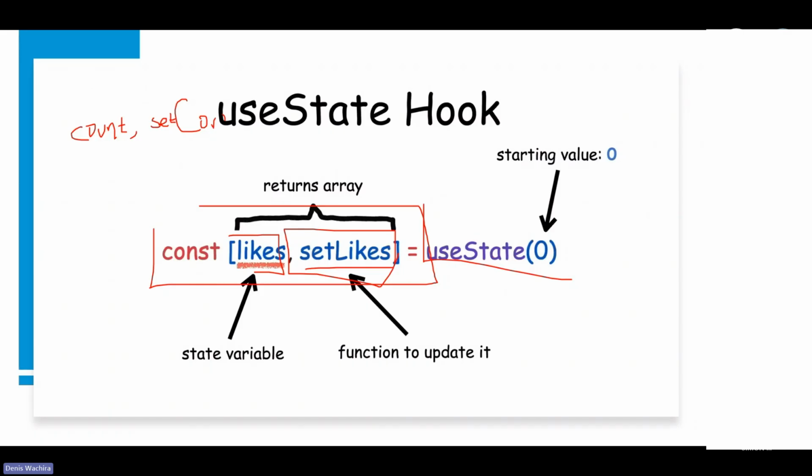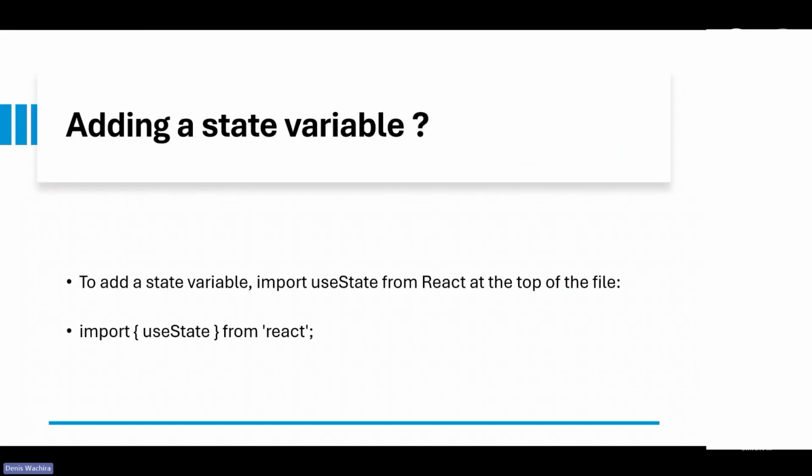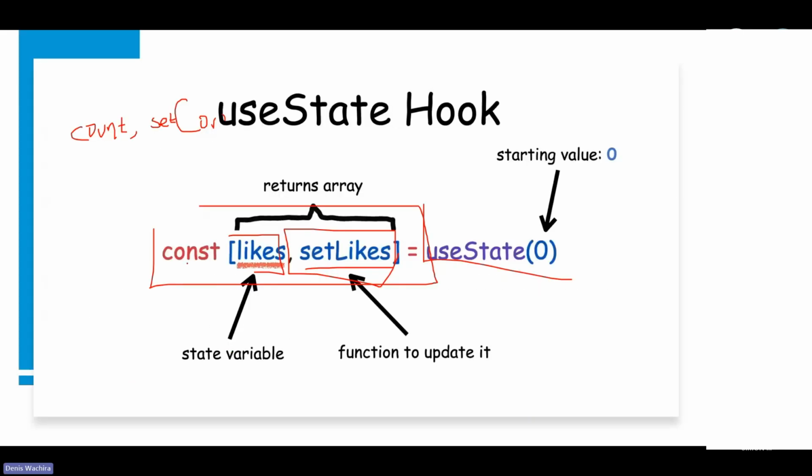And how do you add a state in your application? It's very simple. You import it; it's an inbuilt library function, so you import it from React. Then you use it the same way we are doing here. You store the two variables that useState gives you. Whatever you pass into this function is the initial or starting value of your state. So if your state wants to start at 0, you initialize it with 0.